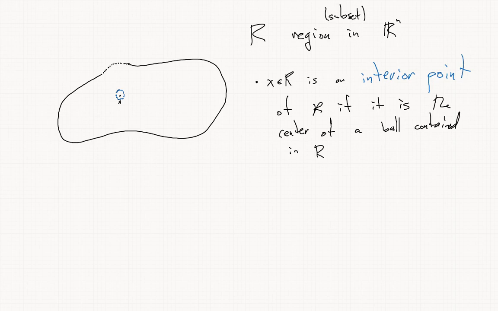If we took instead x to be a point like right here, then it's still contained in a ball of some radius. We just have to be more careful about the radius. This is going to be a very, very small radius, whereas a point outside of R is not an interior point. And if we take a point here, this is in R, but there's no disk that's small enough to be contained entirely within R.